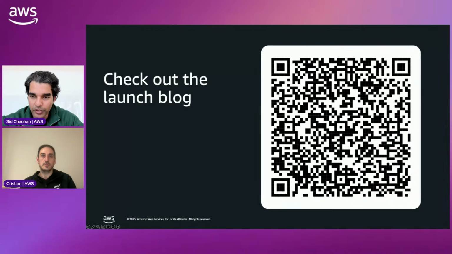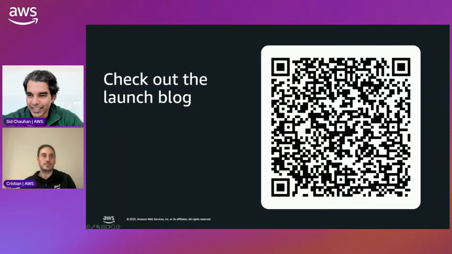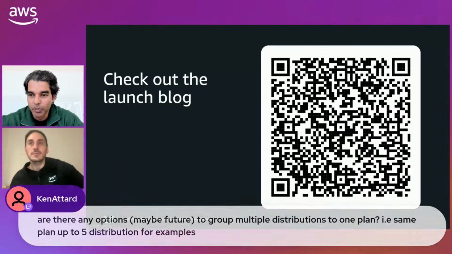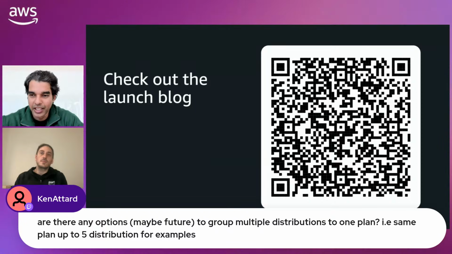There's a question from Ken Ettard. This looks like more of a PFR than a question here, but Ken, is there any future plan to group multiple distributions under a single plan? So one plan which covers like 5 distributions, for example.